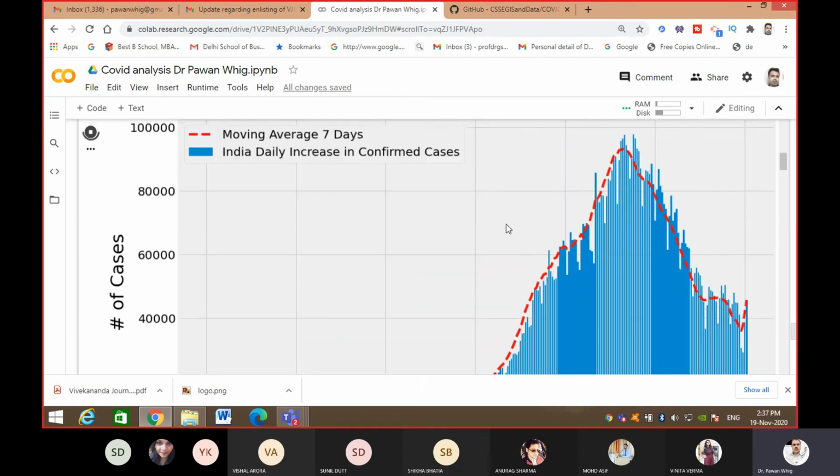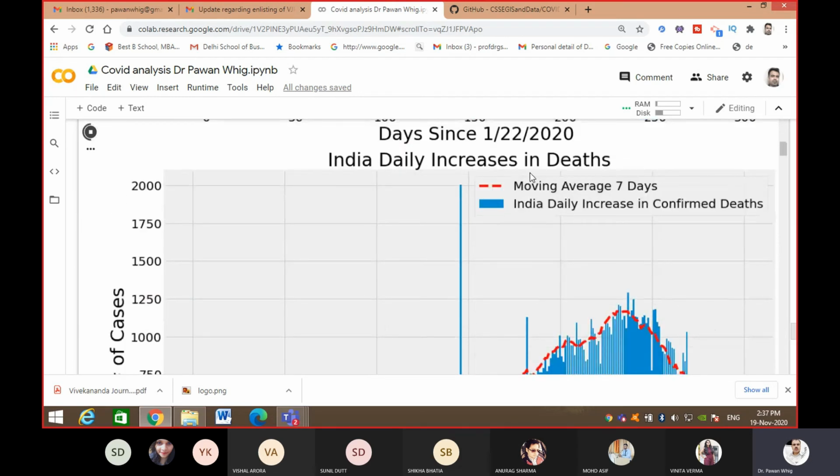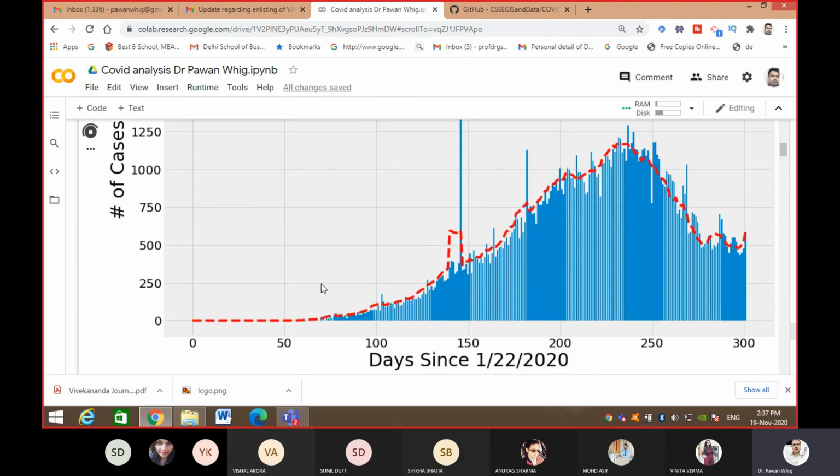This is the graph. Now this shows that after a peak, it gradually decreased. Now again, it moves upward. It means the confirmed cases are increasing again. Similarly, India daily increase in deaths. See this. This graph is again very important.